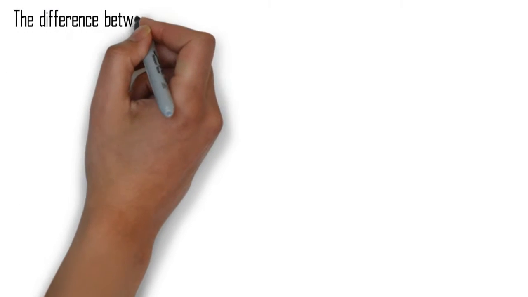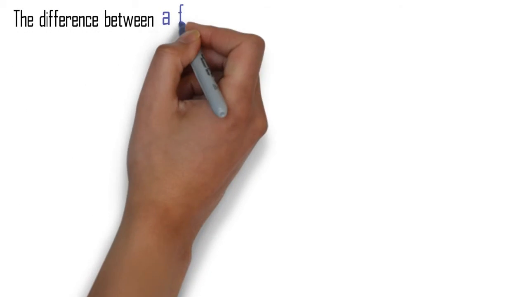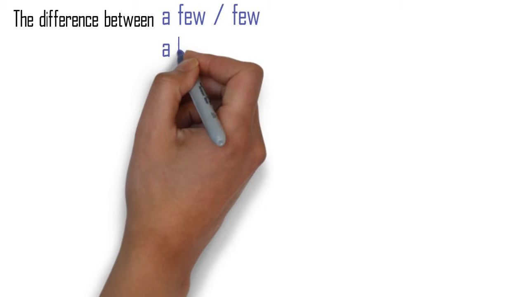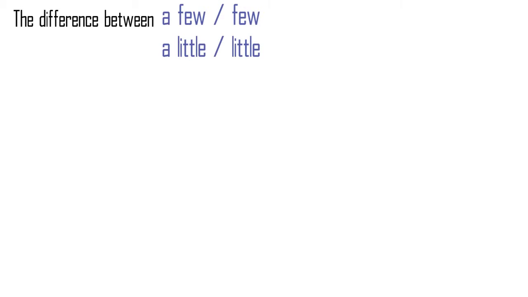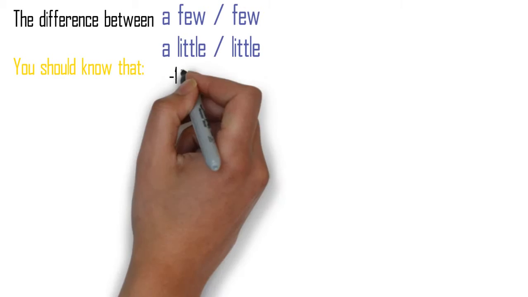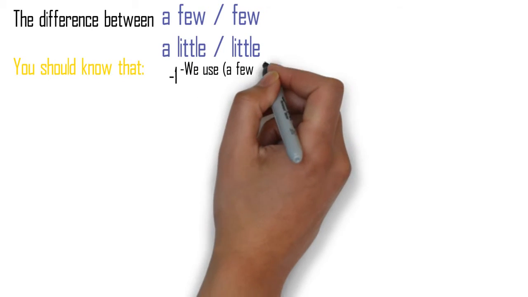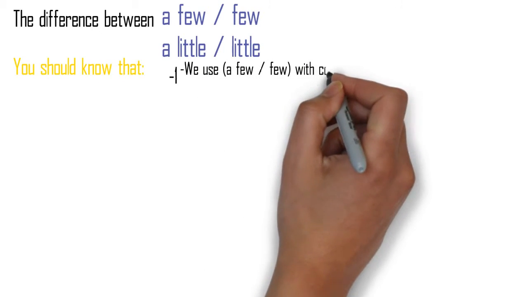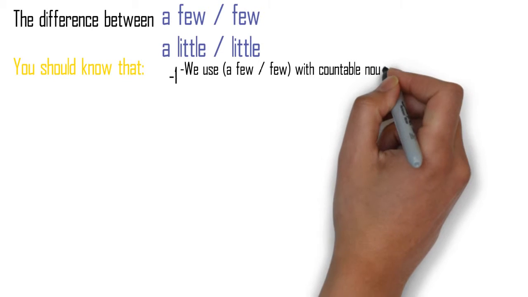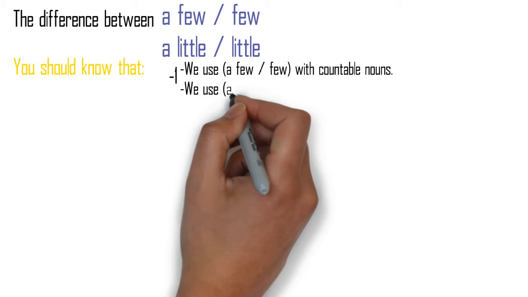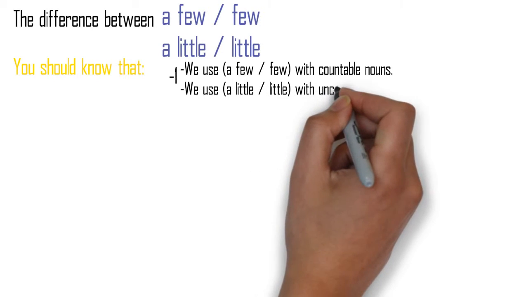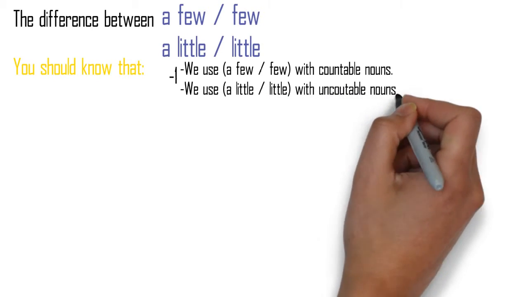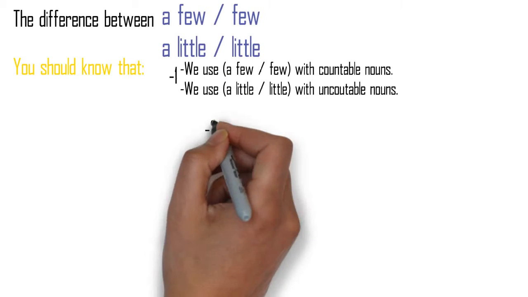Hi, in this lesson I'm going to teach you the difference between a few, few, a little, and little. You should know first that we use a few and few with countable nouns. We use a little and little with uncountable nouns.